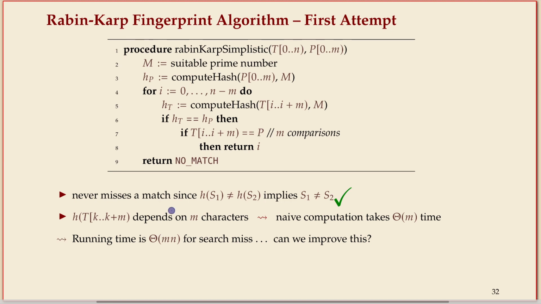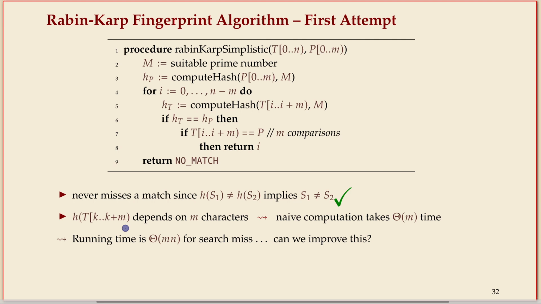We never miss a match if we do that, because if there is an occurrence in the text, then the hashes at that position of the pattern must be the same. And then we do the explicit check. And if the hashes don't match, then certainly that position of the text and the pattern are different.